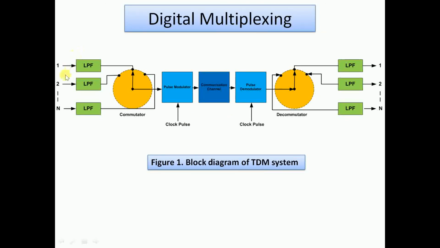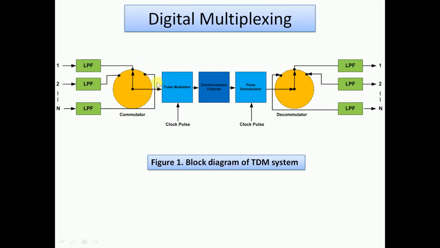So first of all, we'll discuss the block diagram of the time division multiplex system. In this slide you can see the block diagram, which is made originally on MS Visio. Here you can see we have the information that is coming from n individual channels. That is the user information that is being passed through a low pass filter. And here you can see a commutator switch. So what is a commutator switch?